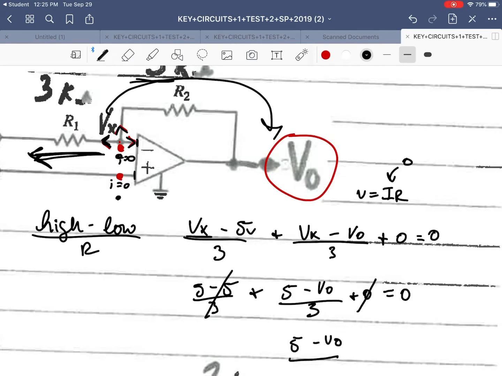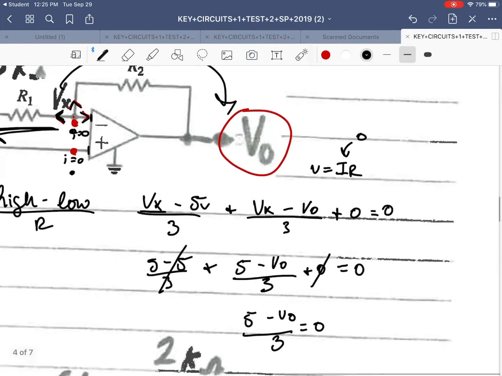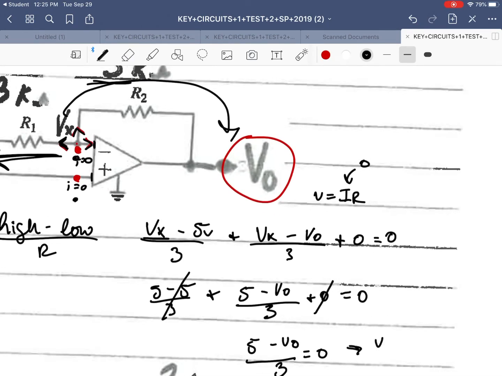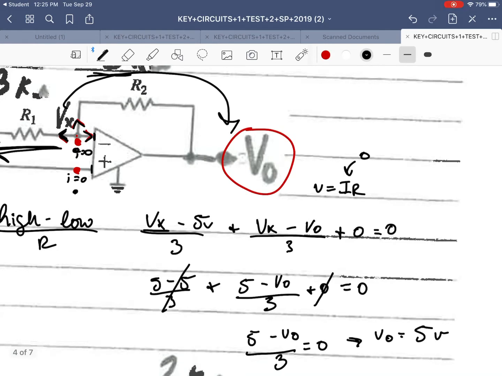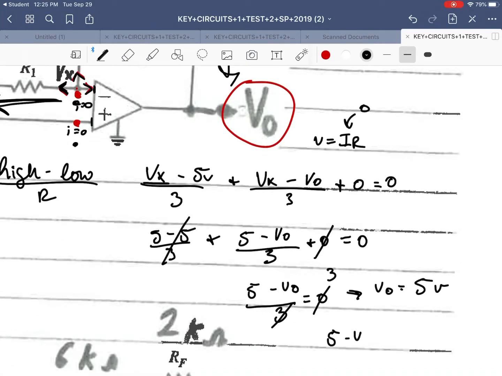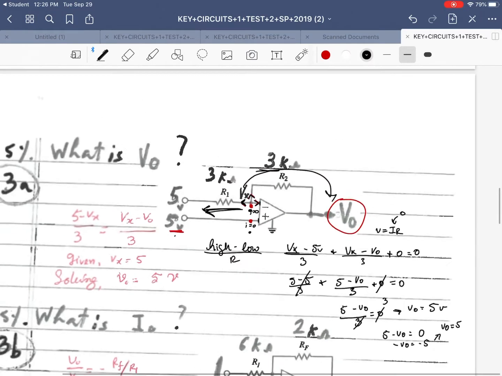So 5 minus VO over 3 is equal to 0. And solving for that, VO is equal to 5 volts. The easiest way, honestly, just plug it into MATLAB. Or you can just see that if we multiply this 3 over here and this 3 over here, then we're left with 5 minus VO equals 0. And then negative VO equals negative 5. And VO is equal to 5.